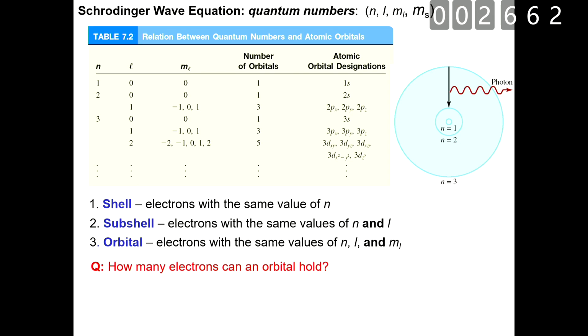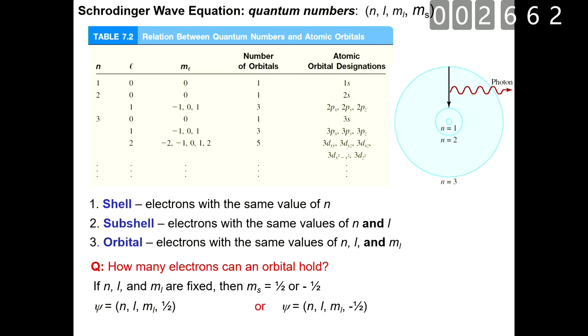Yeah. So here we can see, if the N, L, and ML are fixed, then MS can be plus half or minus half. So the electrons can be this one or this one. So this means it can hold 2 electrons. So in one orbital, it can only have 1 or 2 electrons, no more than 2, right?